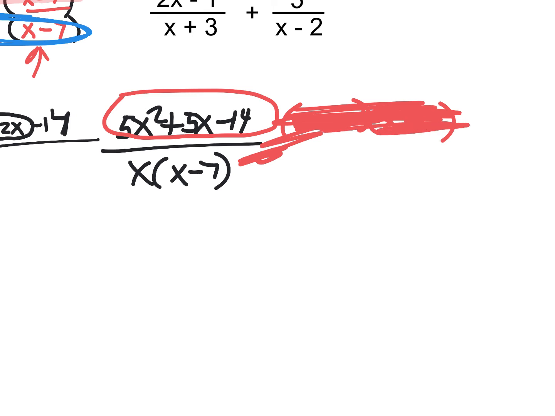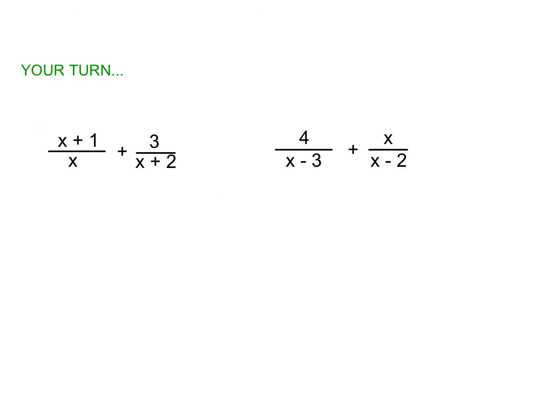What if some kid has x squared minus 7x on the bottom? I'm not going to mark it wrong, but you should leave them factored. It's smarter because then you can notice when things cancel. Okay, so the moral of the story: get common denominators by multiplying by the other denominator.